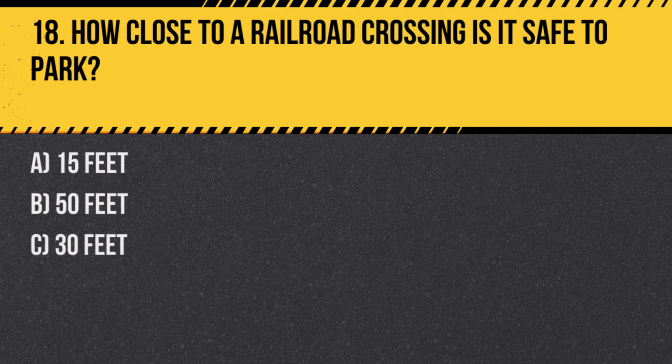A. 15 feet. B. 50 feet. C. 30 feet. Answer. B. 50 feet. It is safe and legally required to park at least 50 feet away from a railroad crossing to ensure visibility and safety for all vehicles.